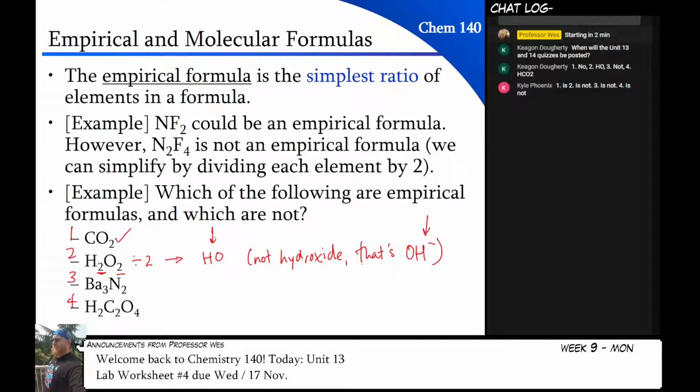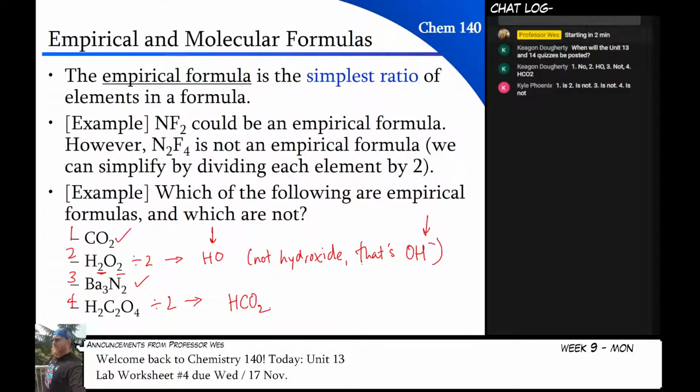For number 3, I can't divide out a number. If I divide by 2, then 3 becomes fractional. And if I divide by 3, 2 becomes fractional. So this is fine as is. And then this bottom one here, I can divide by 2 again, and I get this.